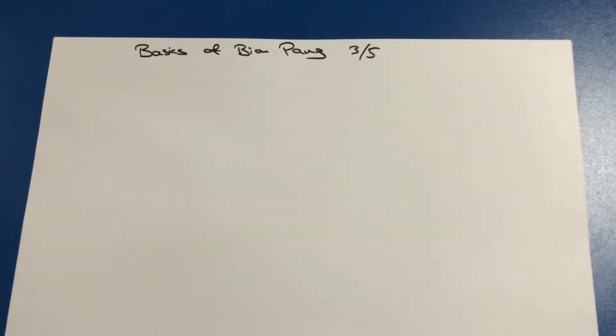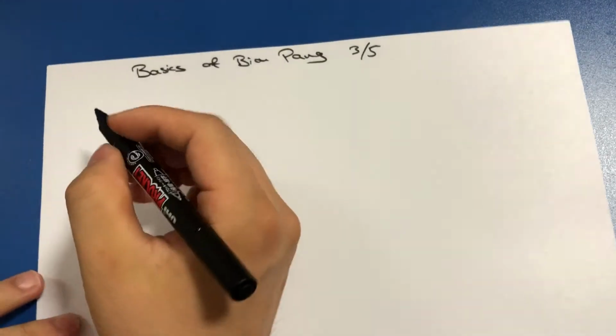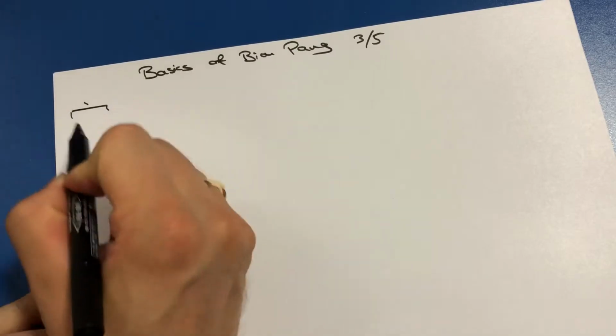My name is Leo and we're going to go through the basics of Bian Pang part 3 out of 5. Today we've got 6 different Bian Pang to go through. The first one is a Bao Gai Tou.